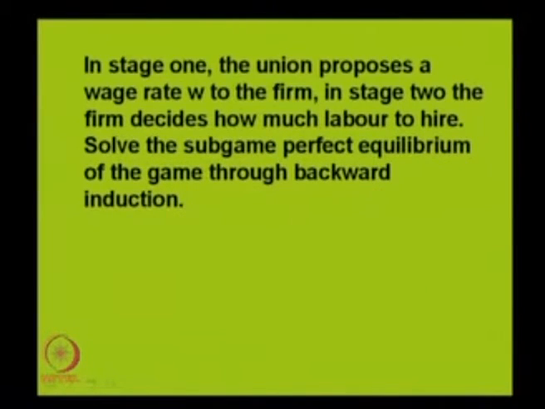Now how is the bargaining taking place? In stage 1, the union proposes a wage rate W to the firm. In stage 2, the firm decides how much labor to hire. Solve the subgame perfect equilibrium of the game through backward induction. So this is the exercise.